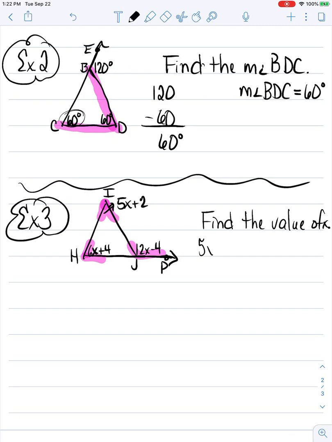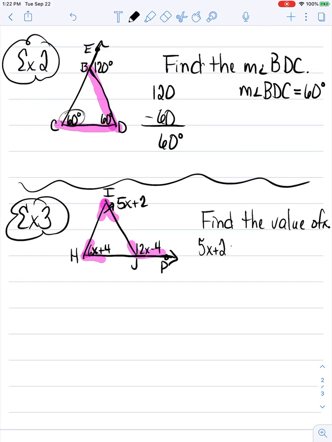So I'm going to say 5x plus 2, doesn't matter which of the two inside ones you write first, plus 6x plus 4 added together equals that outside angle, or exterior is the technical term. So now that I've written my equation, I solve my equation for x.